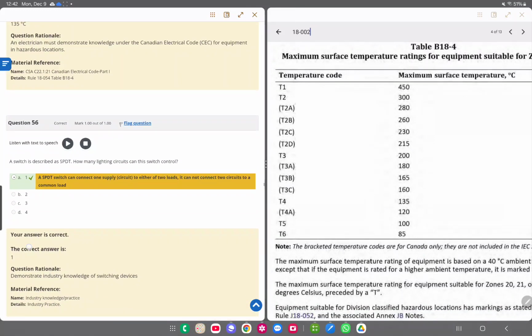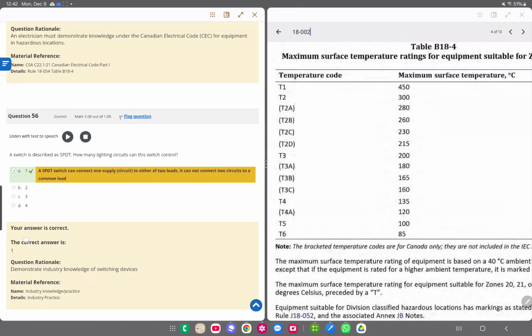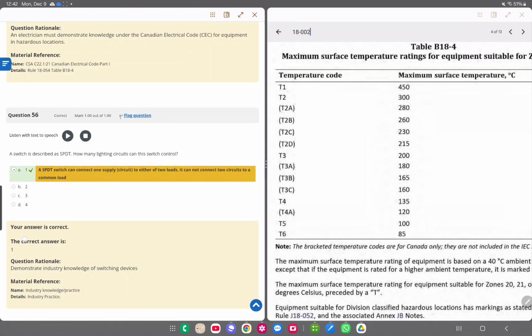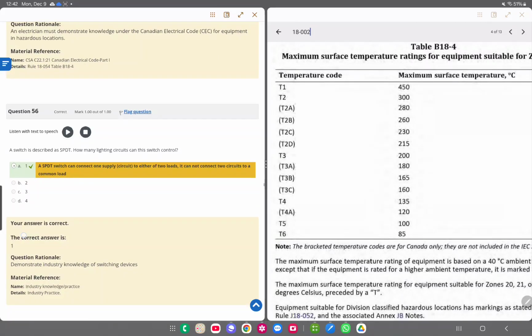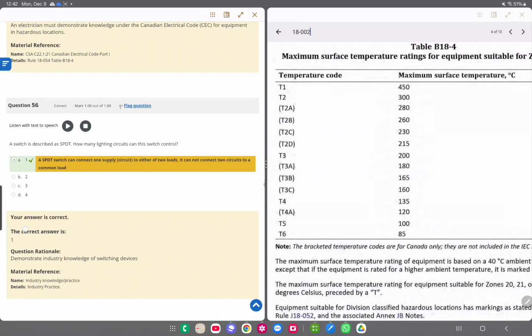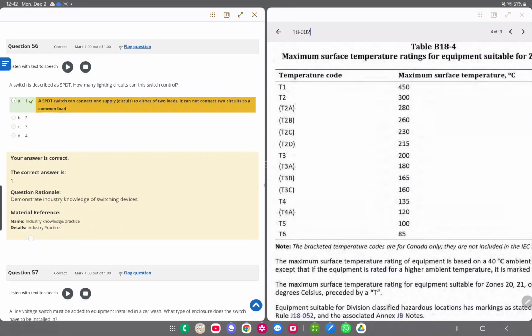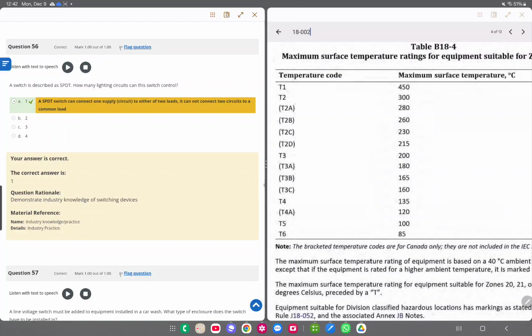A switch is described as single pole, double throw. How many lighting circuits can this switch control? A single pole double throw is the equivalent of a three-way switch. So it's only controlling one circuit. They're just trying to play with you and get you to get questions wrong. So be attentive to the wording. It is only going to be one circuit.